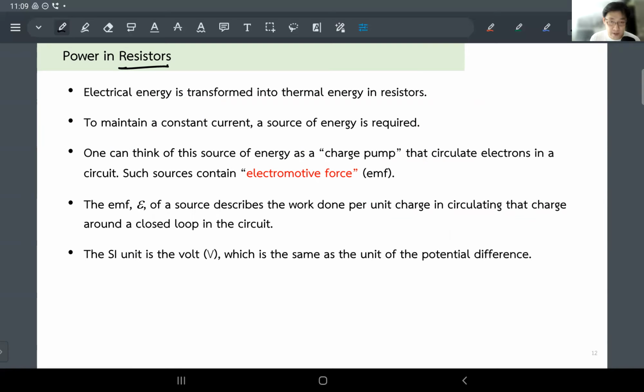Does that make sense? Okay, so the key is resistance. Anything that has resistance in it can be modeled or viewed as a resistor. So in conclusion, what we saw is that electrical energy is transformed into thermal energy in a resistor. That means everything that has resistance, once you drive current through it, will get hot.